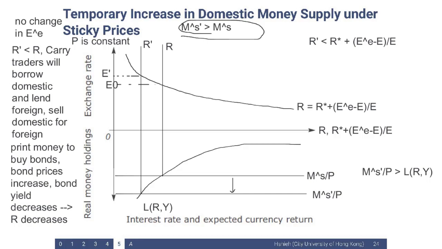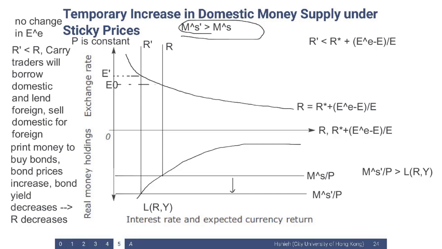What we want to do now is increase domestic money supply. So that means MS is going to increase. And we also have sticky prices, so P stays constant. Let's write out the setup. Temporary means no change in E hat E. Increase in domestic money supply means we have MS prime greater than MS; the new level is greater. And sticky prices means that P is constant.